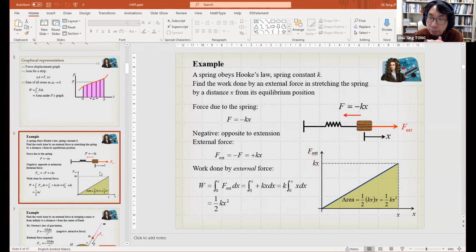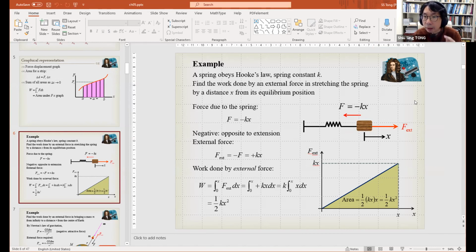The spring obeys Hooke's law, so the force is given by F equals minus kx, where k is the force constant and x is the extension of the spring. When the spring is stretched, the external force does work, and this inputs some energy into the system. So the spring will increase in potential energy. The stretched spring stores energy as potential energy, and that's called the elastic potential energy.